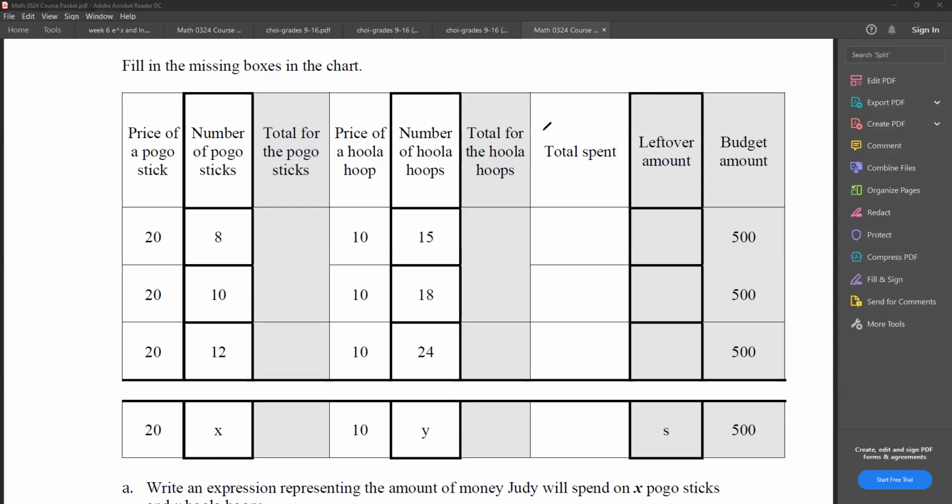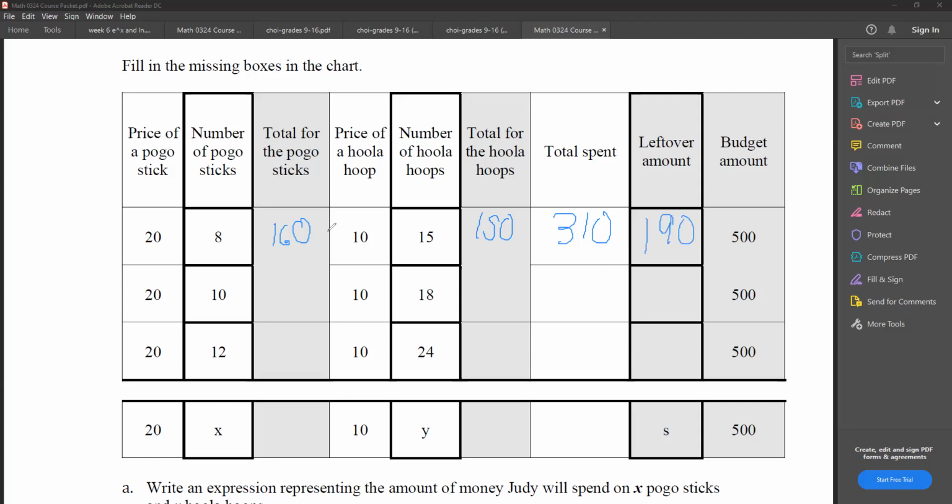All right, so if she buys 8 pogo sticks for $20, 8 times 20, she's going to spend 160 bucks on pogo sticks. And 15 hula hoops for $10. I do 15 times 10, that's going to be 150 bucks on hula hoops. So if I add those two together, I'm going to get 310 total spent. So the leftover would be $500 minus 310, or 190 bucks.